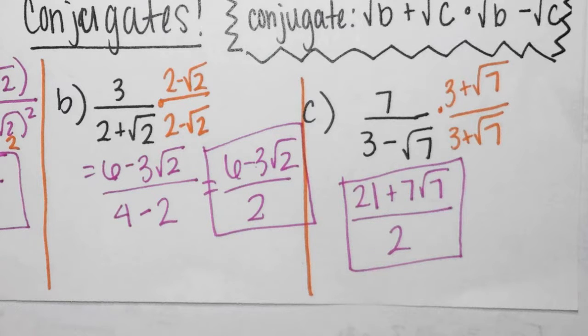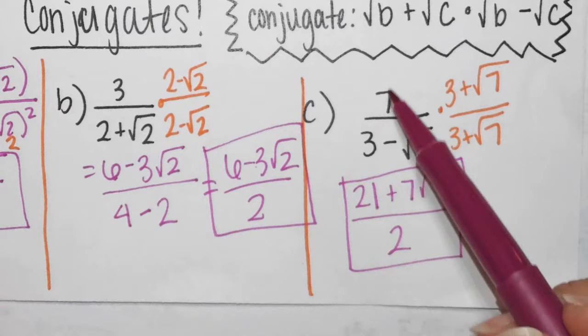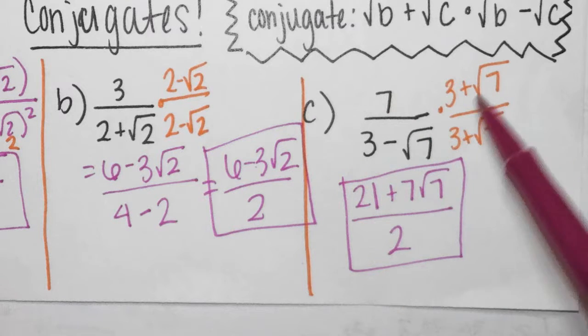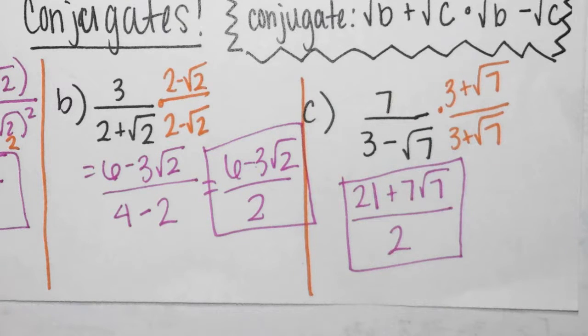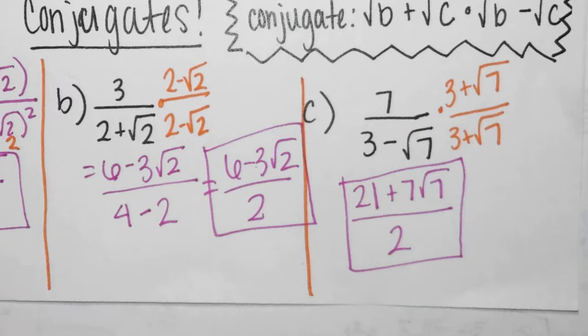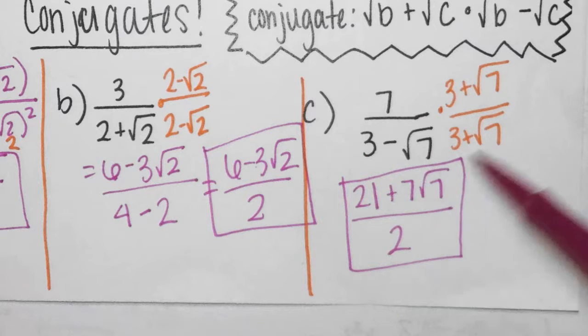Isn't 7 times the square root of 7 1? No. Because this isn't another radical. So it's 7 times the square root of 7, which would be 7 root 7. You can't multiply those 7s together because they're not under the radical. How'd you get the 2? 3 squared is 9. The square root of 7 squared is 7. So 9 minus 7 is 2.